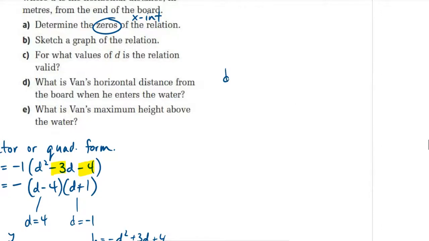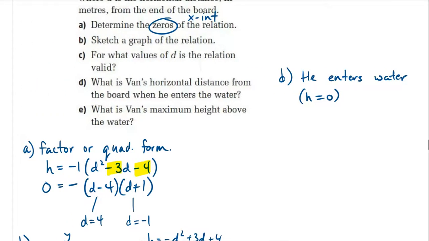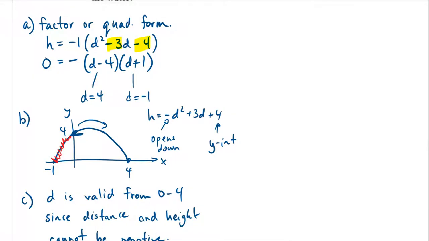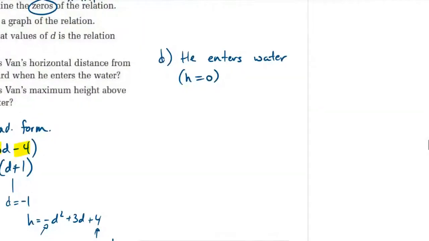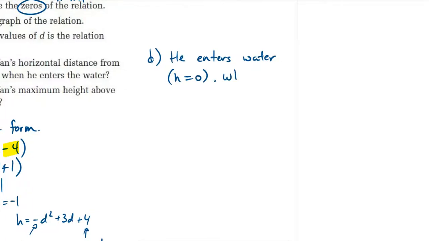So when he enters the water, what is his height? h equals 0. So that means at h equals 0, we're looking for the x-intercept, and we already found that x-intercept. It's here at 4. So he enters the water at 4 meters from the diving board. So this is when he is 4 meters from the diving board.